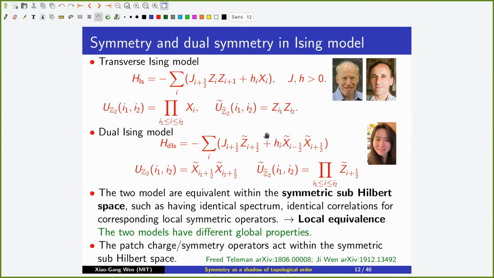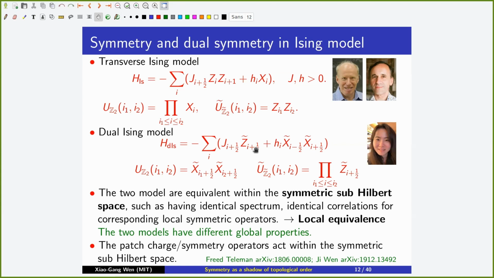However, in the dual lattice model, we have a local operator which breaks the dual symmetry, but we don't have any operator which breaks the original Z2 symmetry. So from these two, you can see that there's some duality here. And certainly, this is a very good question.